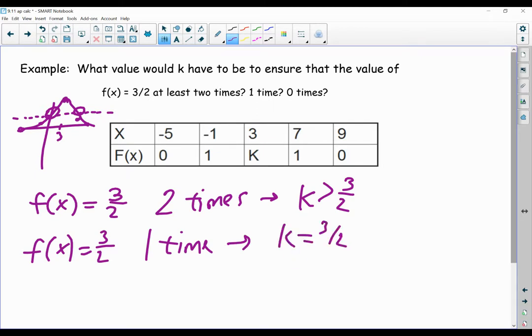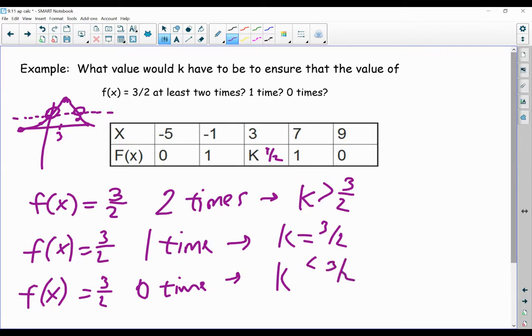Okay, now could it hit more than that? Yes, we don't know, but we can guarantee that it hits at least 1 time. Now, if I want to make it so I can't guarantee it, I would just make it less than 3/2. If this doesn't even show me 3/2, let's say I put 1/2 here, then I have no idea if this ever hits 3/2. So as long as my k value is below that height that I'm trying to guarantee, then I'm never going to do it.